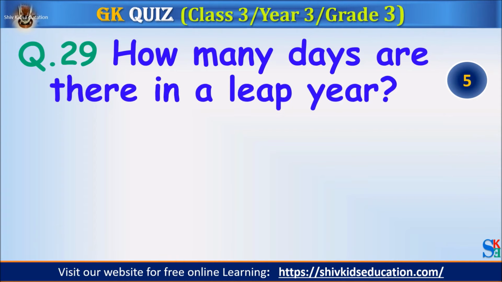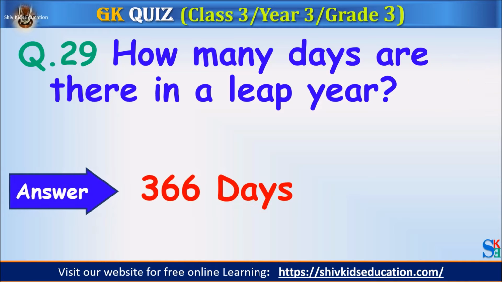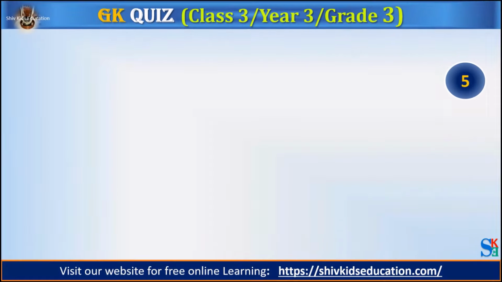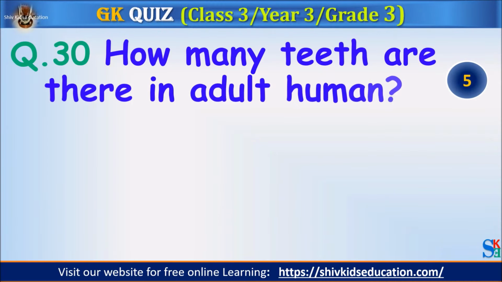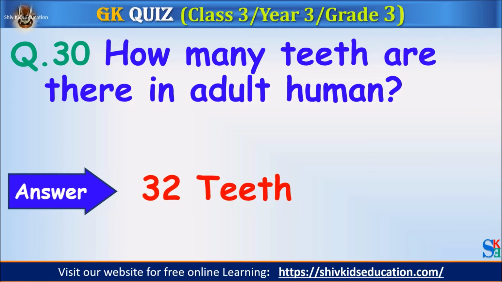29. How many days are there in a leap year? Your time starts. The answer is 366 days. 30. How many teeth are there in an adult human? Your time starts. The answer is 32 teeth.